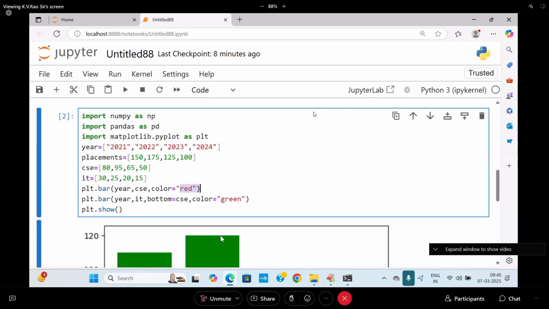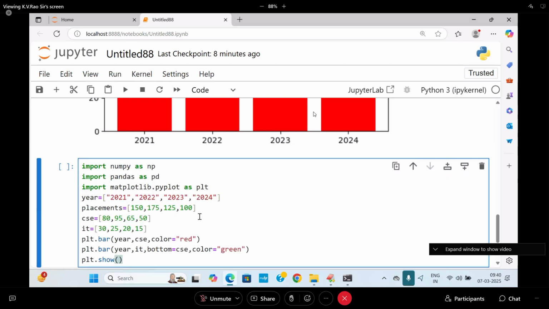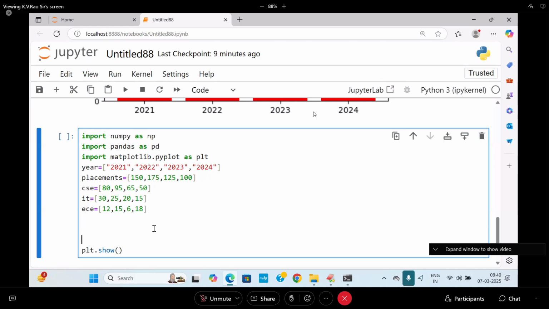Similarly, I want to take one more type of stacked bar on top of it. ECE I want to take. What are the ECE placements I am taking here? For example, 12, next 15, next 6, next 18. Like this I am having. Are you following me? So here, try to prepare. These are the years and these are the placements.